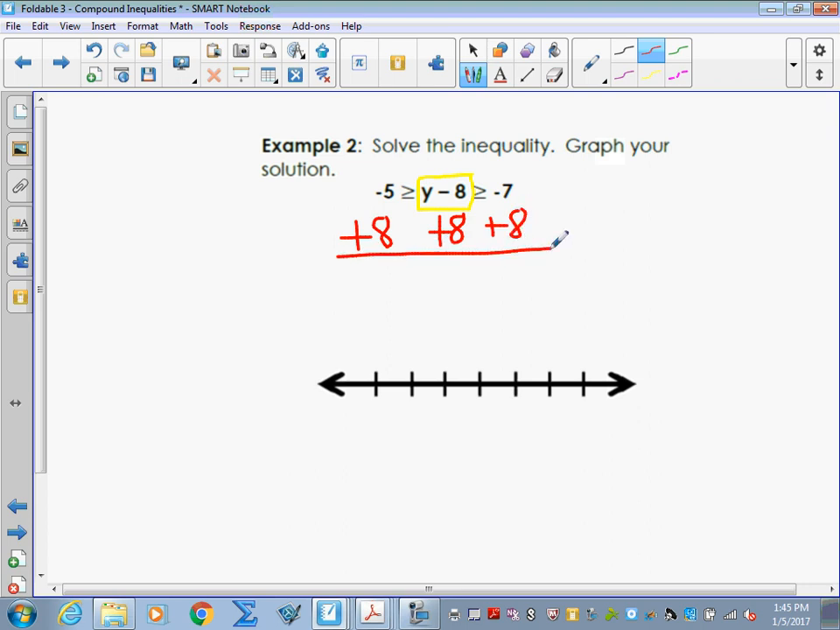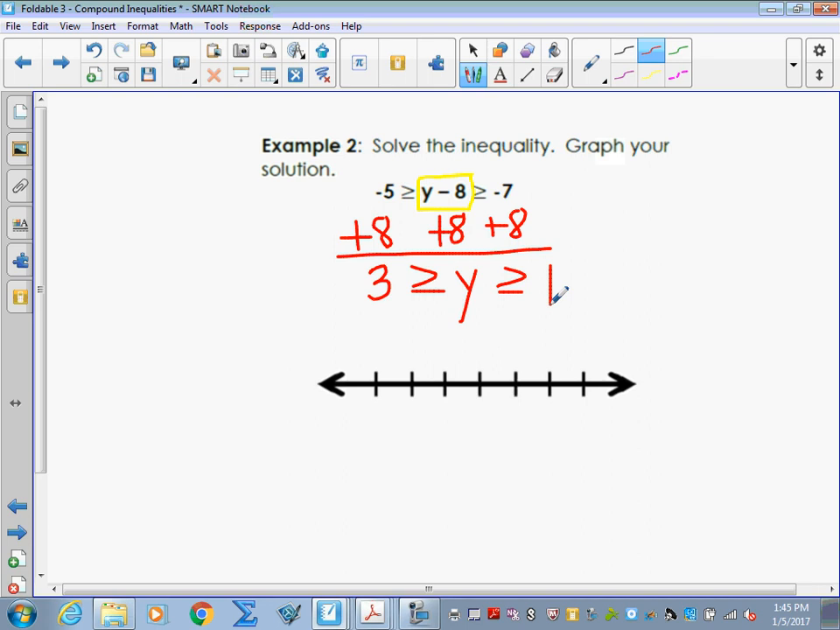Okay, so you have to put it in the middle, because you got to get the variable by itself, and then you add it to the left and right. So it's really almost working two problems simultaneously. Okay, and then you just go ahead and do the math. So 8 minus 5 is 3. It's greater than or equal to y, which is greater than or equal to 1.